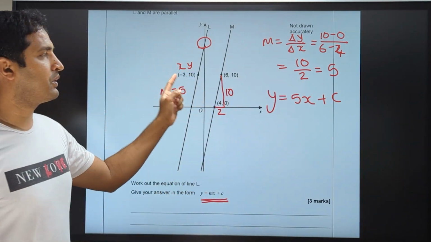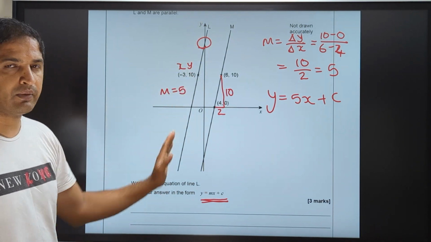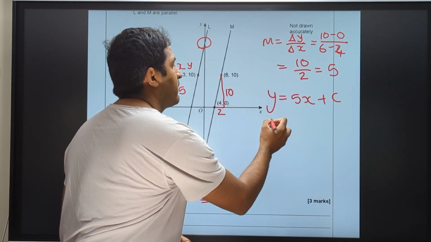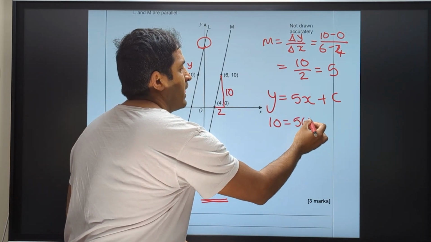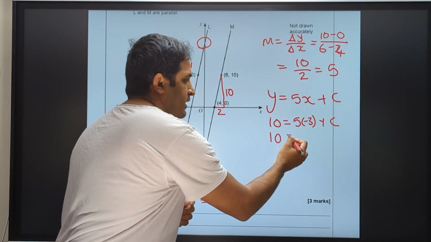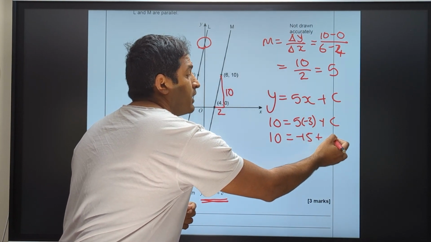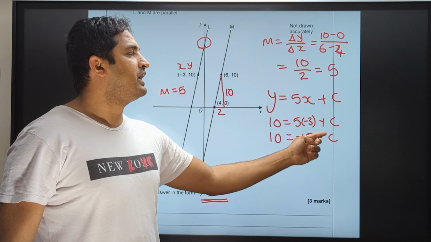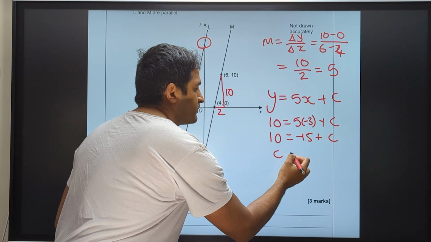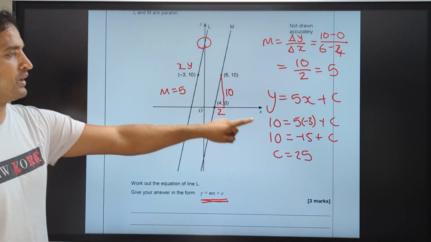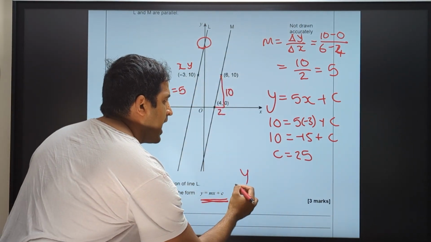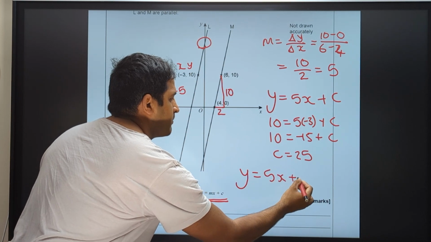So we substitute x equal to negative 3 in there, this point, because that's the line we're working with. And then use those points to work out what c is. So we're saying when y is 10, x has to be negative 3. What value of c is it going to be? So we know 10 is equal to negative 15 add something. Negative 15 add 25 will give you that 10. So c has to be 25. And we found the equation then. c is 25 and m is 5. We put it in that form. We get y equal to 5x plus 25.